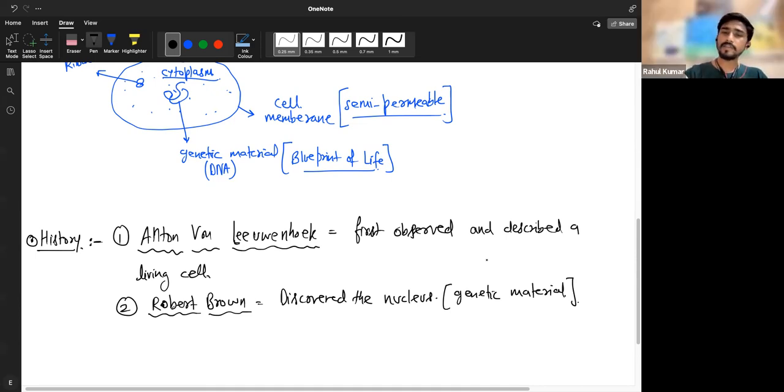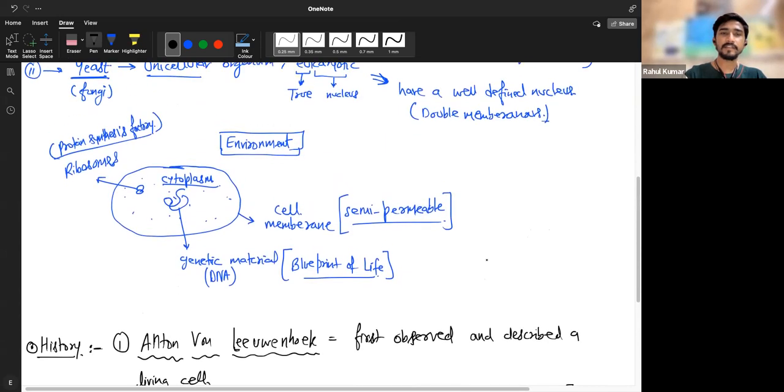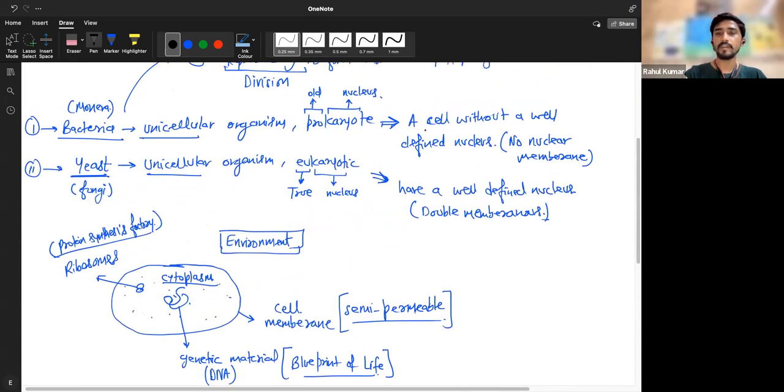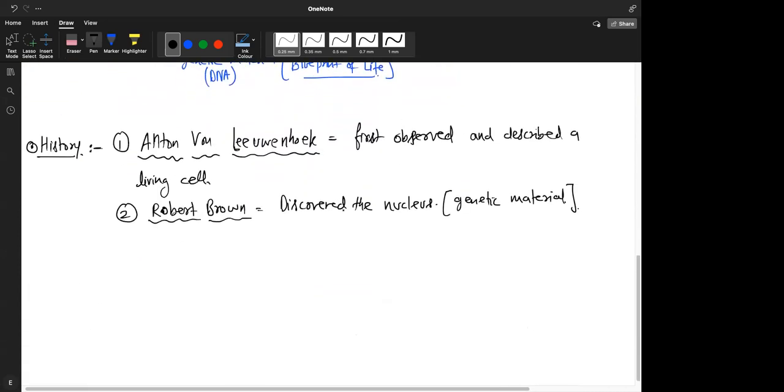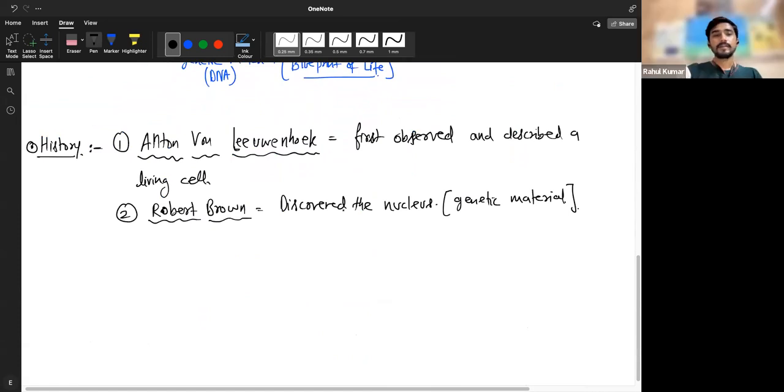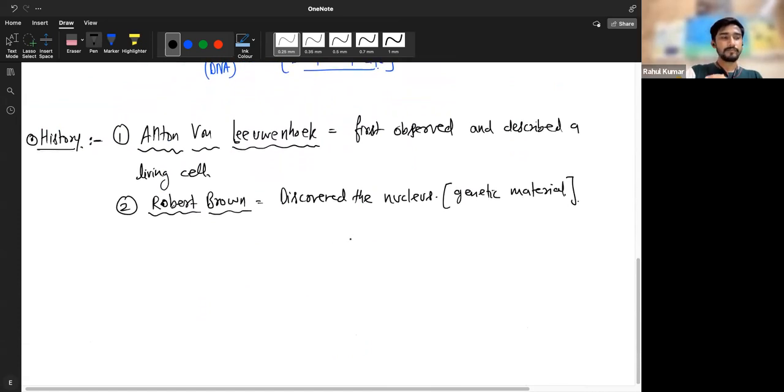Now, if he could see nucleus, he would have seen it in the eukaryotes, right? Because in prokaryote, there is no well-defined nucleus. Yes or no? Yes. Obviously. Now, after the discovery of cell, for a very long time, people were just puzzled. Now there are cells with which every organism is formed. But where are cells formed from? Where did the first cell come from? So then came the first biological theory in cell biology, known as the cell theory.